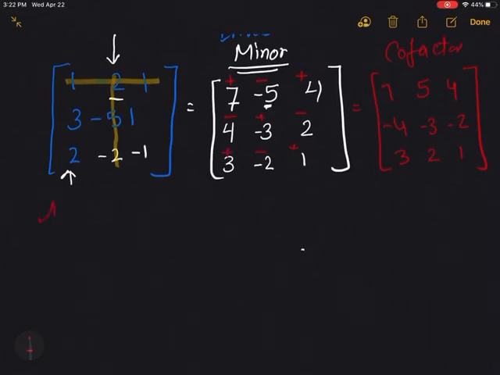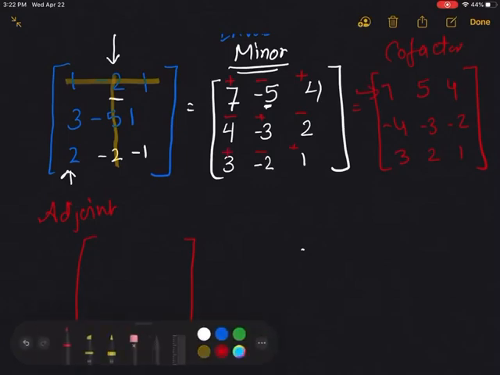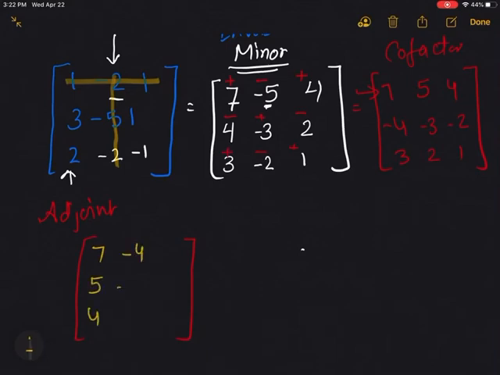The last one is adjoint. How do we find adjoint? Basically, adjoint is when you interchange rows with columns. So the one you have as a row, now it would be your column down here. Let me pick a different color. So let's say I have 7, 5, 4. Second row would be my second column now. Third row would be third column. Here you go. That's my adjoint.